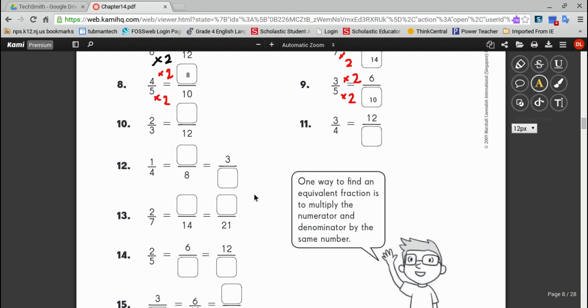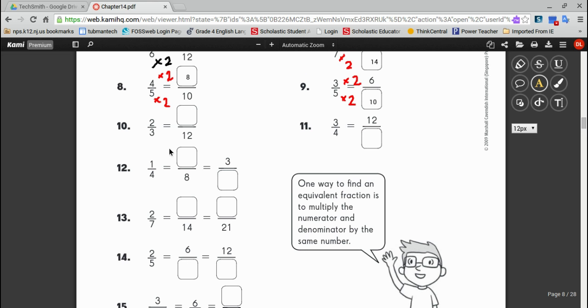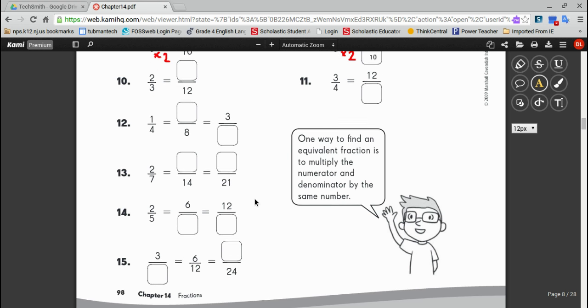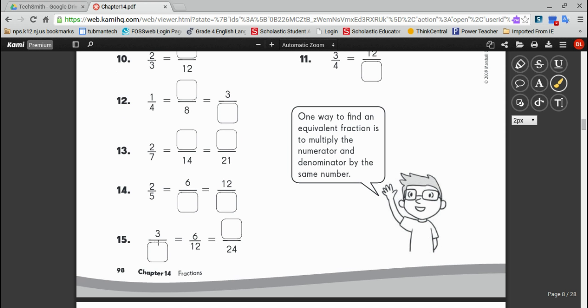Alright. So I'm going to let you finish the rest of these on your own. Remember, you're multiplying the top and the bottom by the same number, and then you'll find the equivalent fraction by that. So the only one I'm going to do right now is number 15, because number 15 is very, very hard. So let's do number 15, but I think you can do the rest yourself. So here we go, number 15.